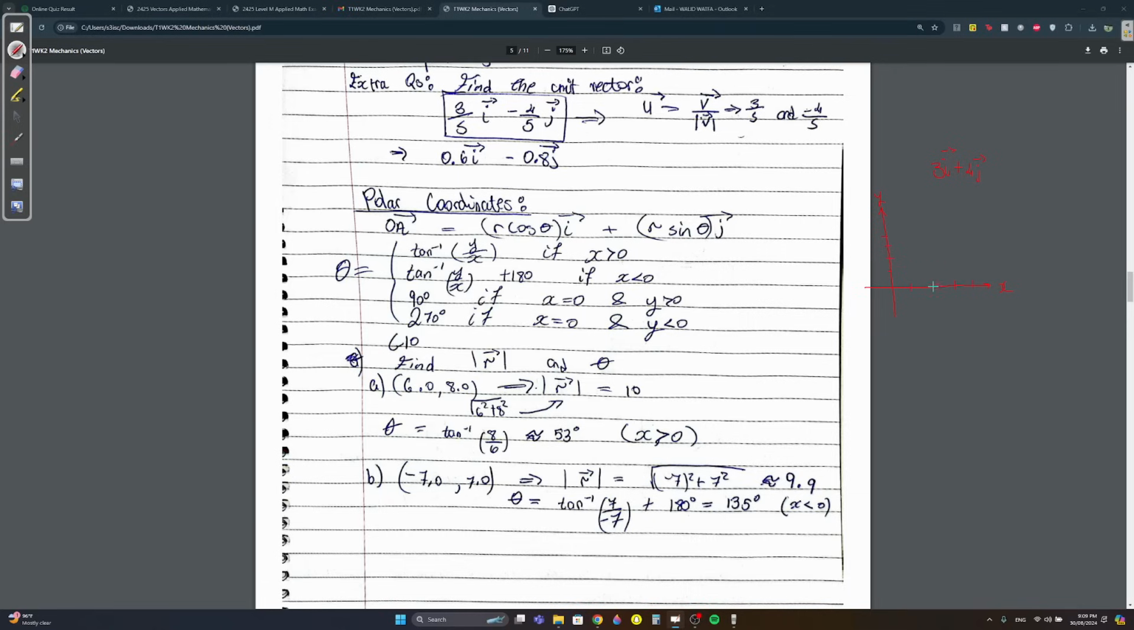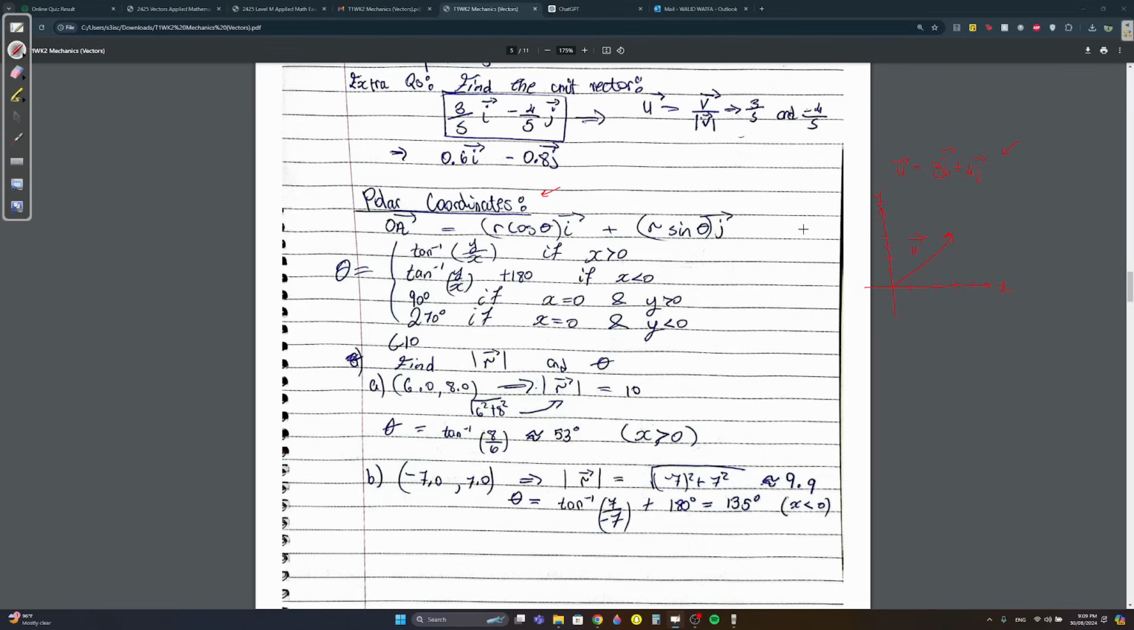So 3i will be 3 to the right, so it's over here. And then 4j will be 4 up, so it's going to be over here. Right? And it's a vector, so you connect it. Okay, we're going to call this 3i plus 4j, or let's call it vector u. Vector u, we're going to call it 3i plus 4j. So we have another way to write this vector u. This is what we call Cartesian coordinates. Now I will show you polar coordinates.